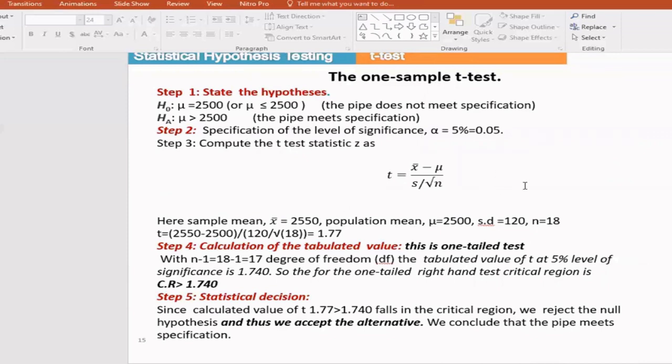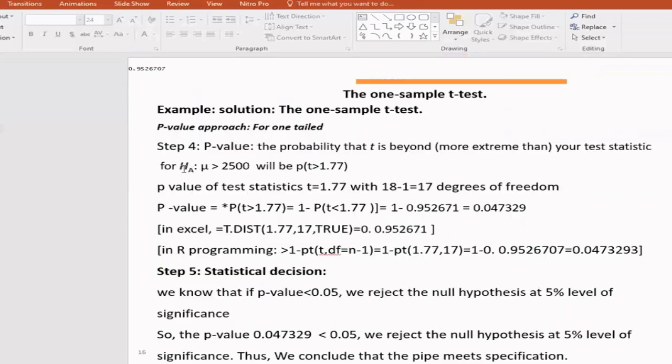Now let us test how you can do it by p-value. We did the p-value for a two-tail test by multiplying by 2. For a one-tail test, how can you get it? Remember our alternate hypothesis is greater than 2500. So our p-value will be the probability that t is greater than 1.77. If it is less than, the p-value will be the probability less than 1.77. And for two-tail, we also take the probability t greater than, and we multiply by 2.